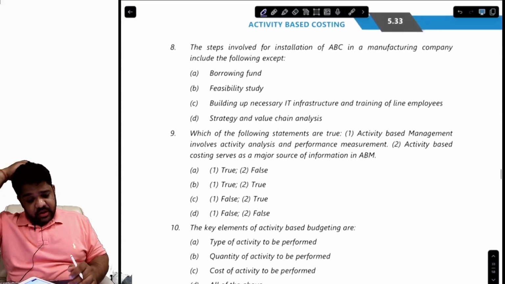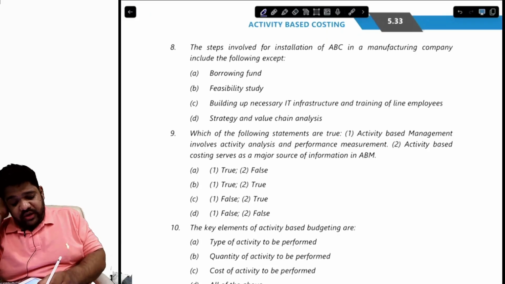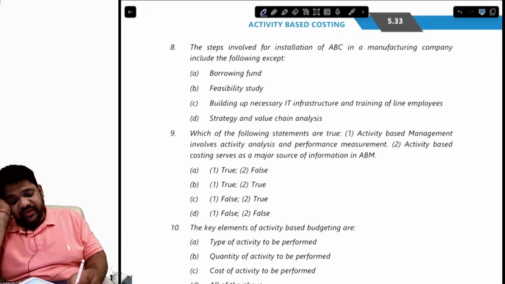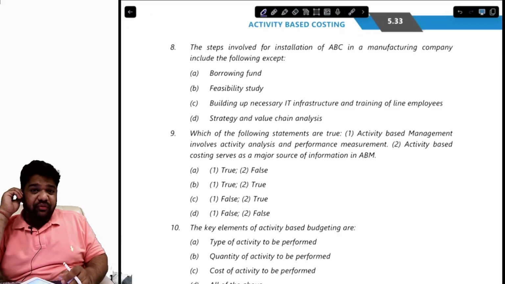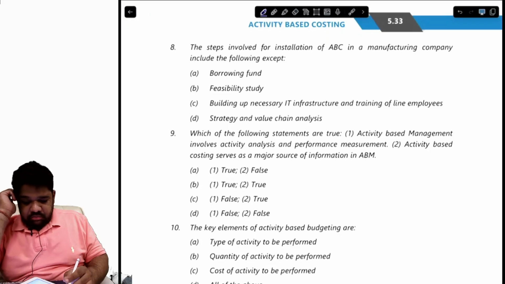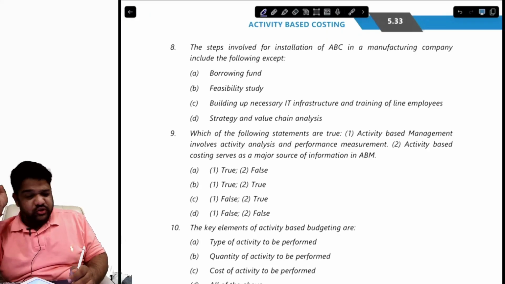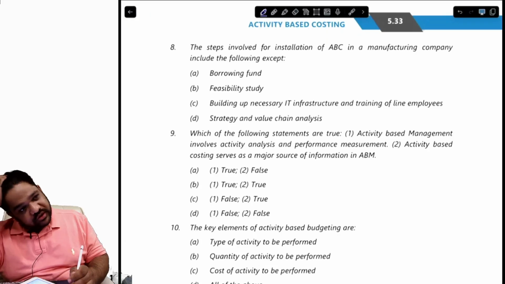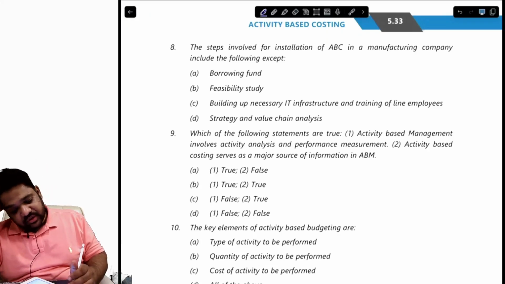Then the steps involved for installation of an ABC in a manufacturing company include the following, except borrowing fund. Okay, this sounds a little odd. Why would you borrow funds for it? I mean, it's an internal drive.